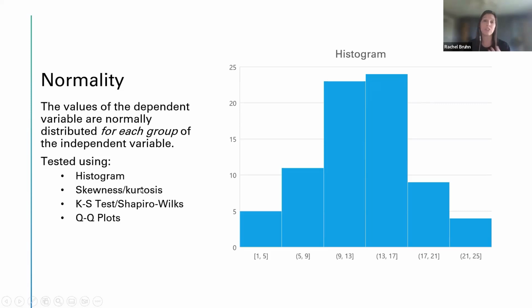We can also provide a skewness and kurtosis value. I will have those again when we actually run the data, and I'll talk about those values a little bit more. The KS test, that's how we abbreviate it. It's the Kolmogorov-Smirnov test, KS test, or Shapiro-Wilk. We can use those to also help support our decision about this being normal or not normal, and then ultimately our QQ plots.